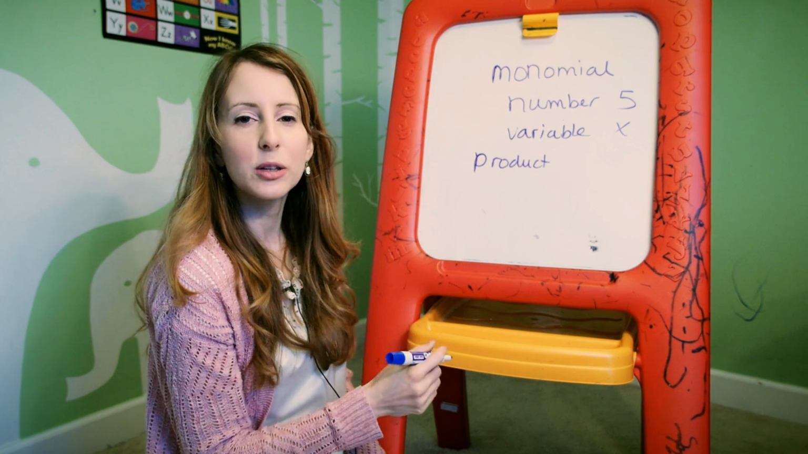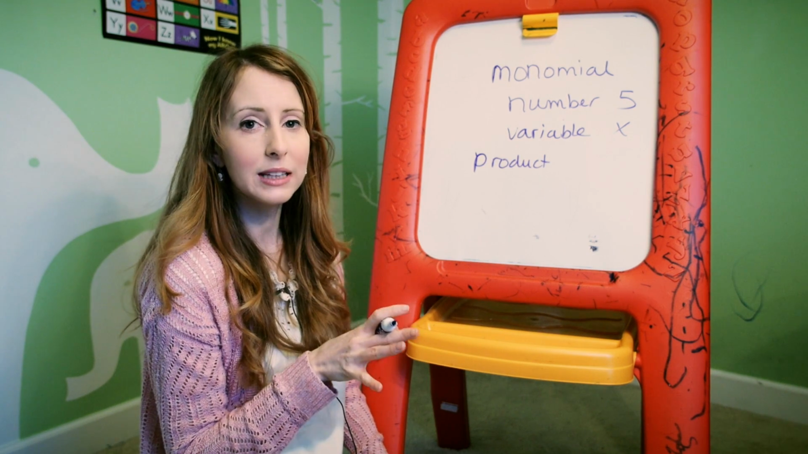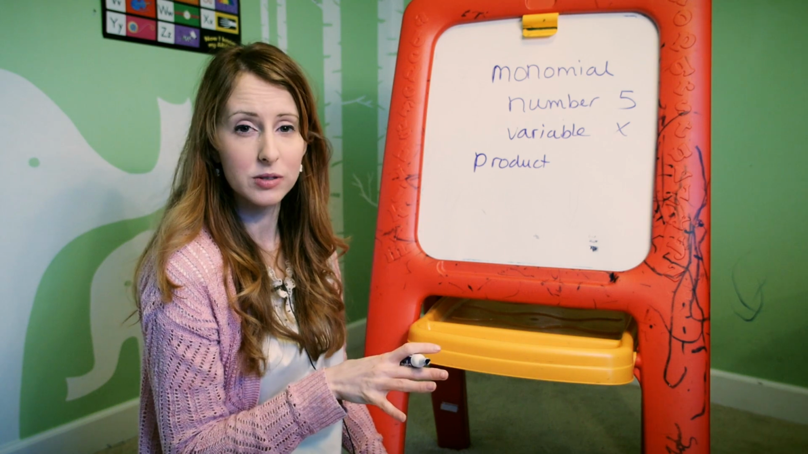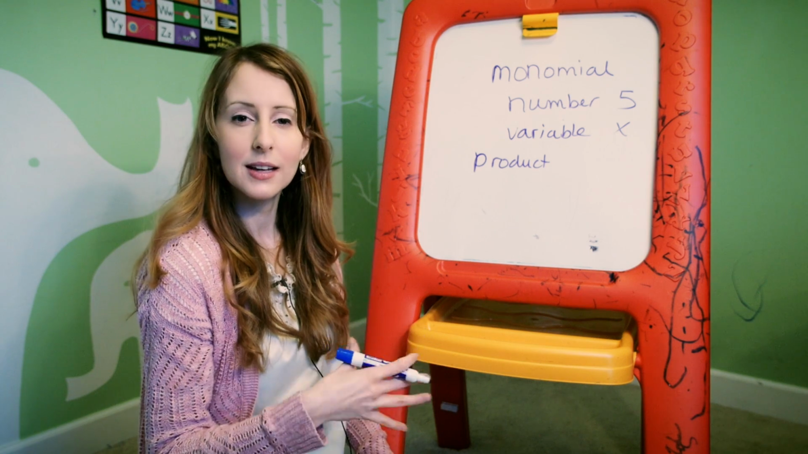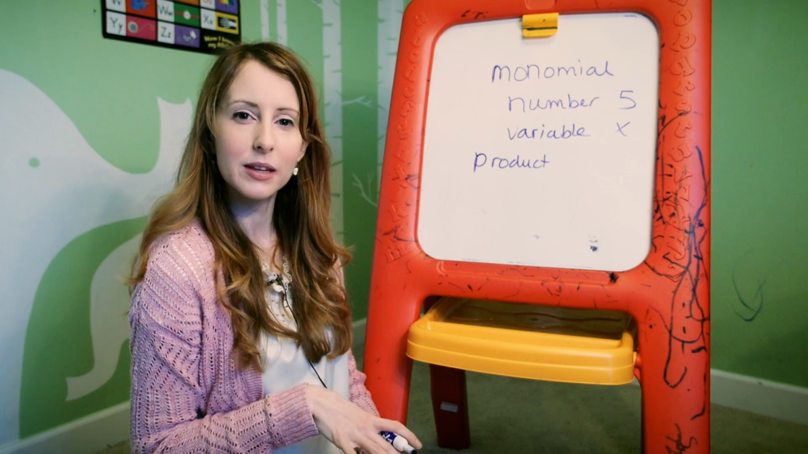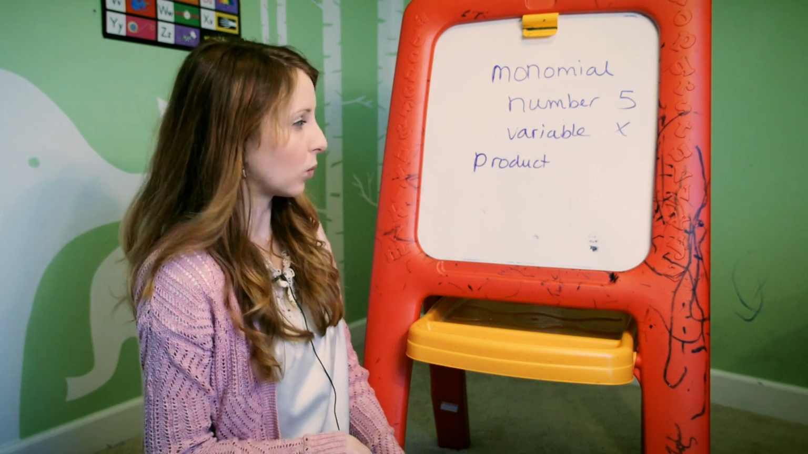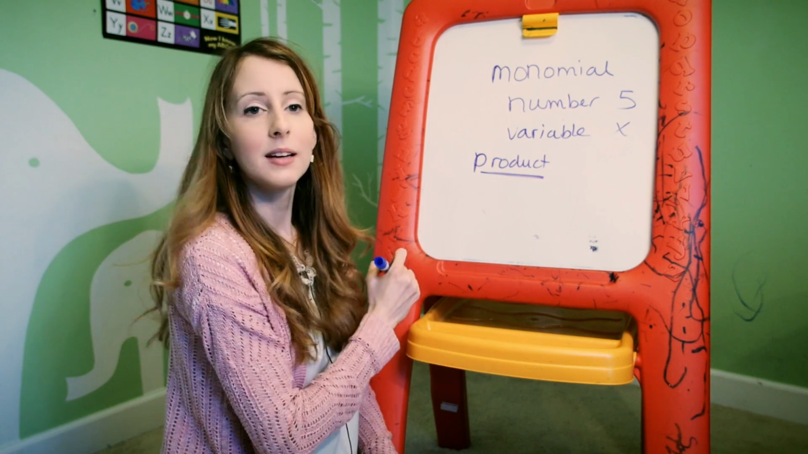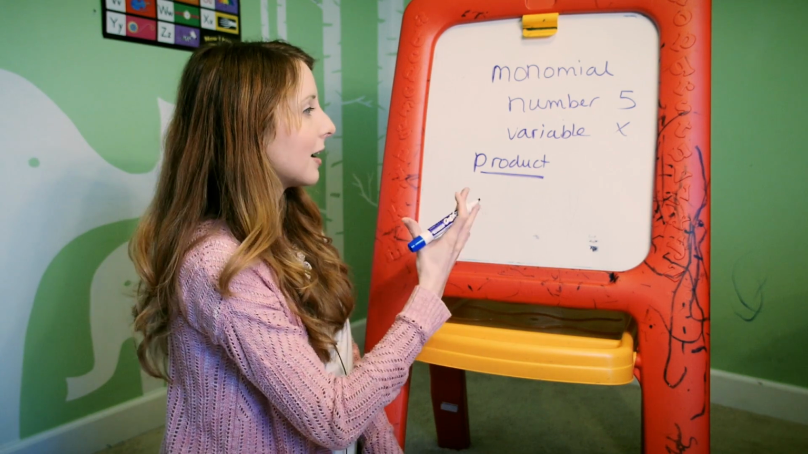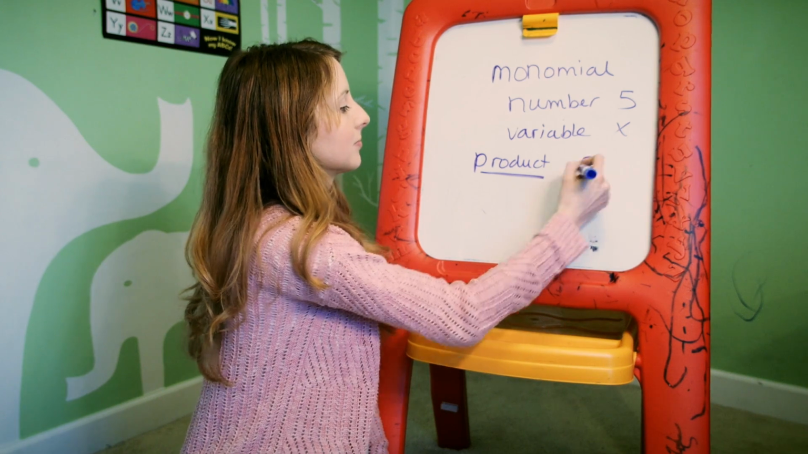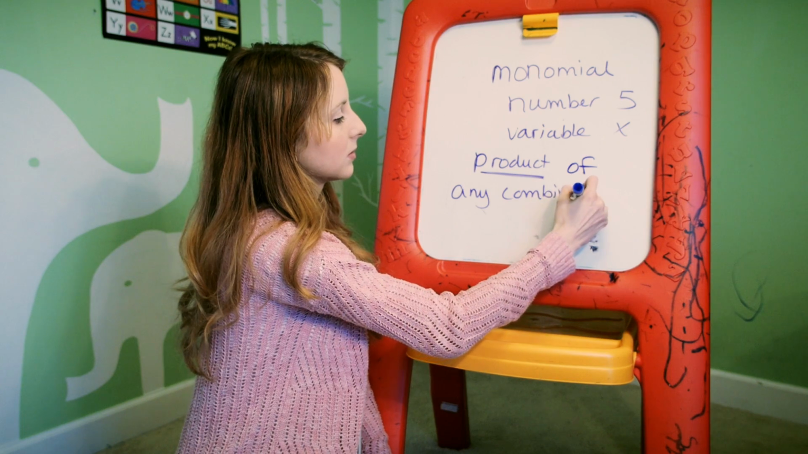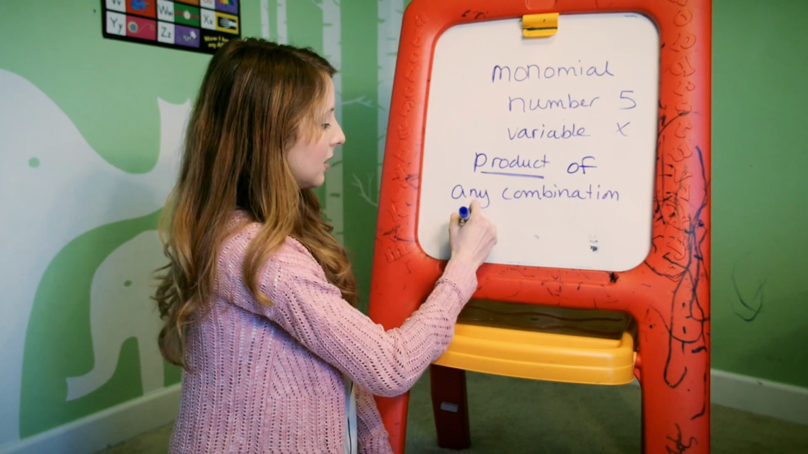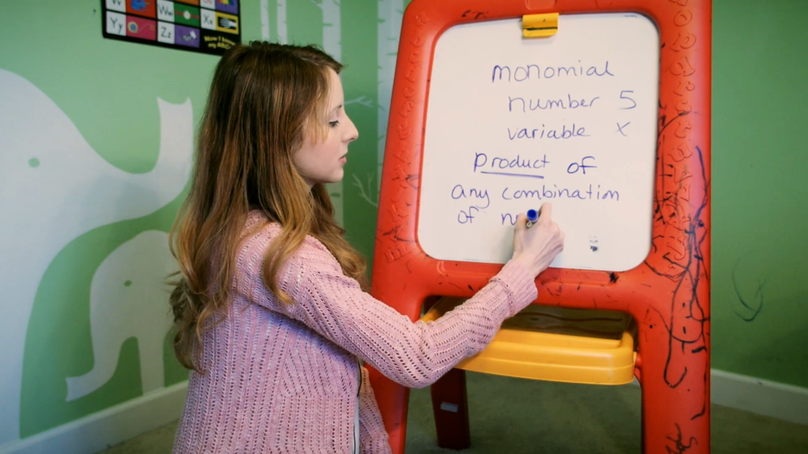Notice I didn't say it could be a quotient. We do leave quotients out of being monomials. That turns it into numbers that are different, higher order than what we'll deal with here in Algebra 1. So notice it's just a product, the product of any combination of numbers and variables.